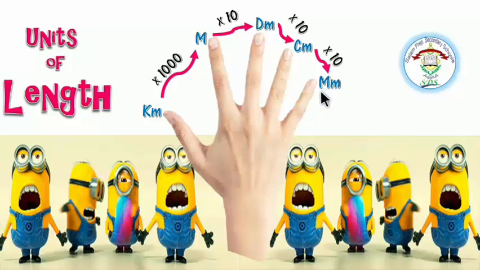Please take care. From kilometer to millimeter, we will put 3 and 1 equal 4, and 1 is 5, and 1 is 6. From kilometer to millimeter, we will put 6 zeros. Please take care. When we move from the smallest units to the greatest units, we will remove. Remove means cancel zeros. Okay?